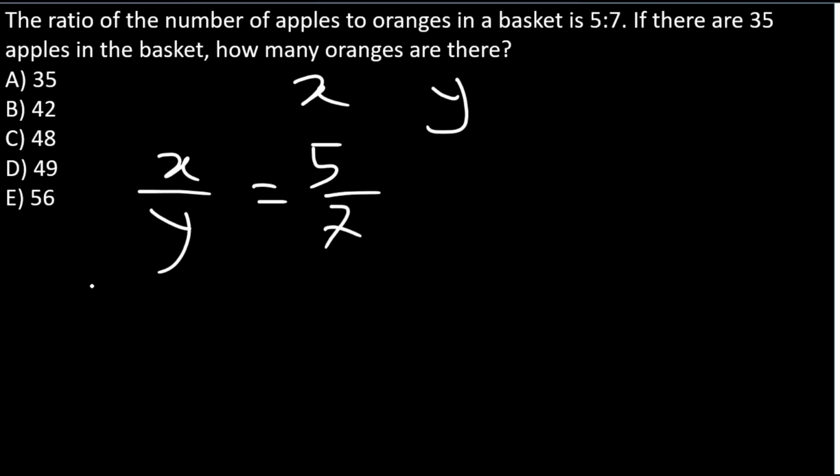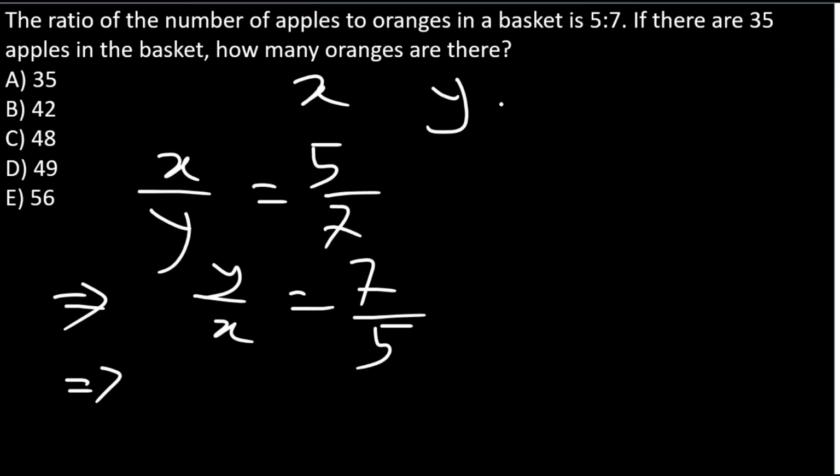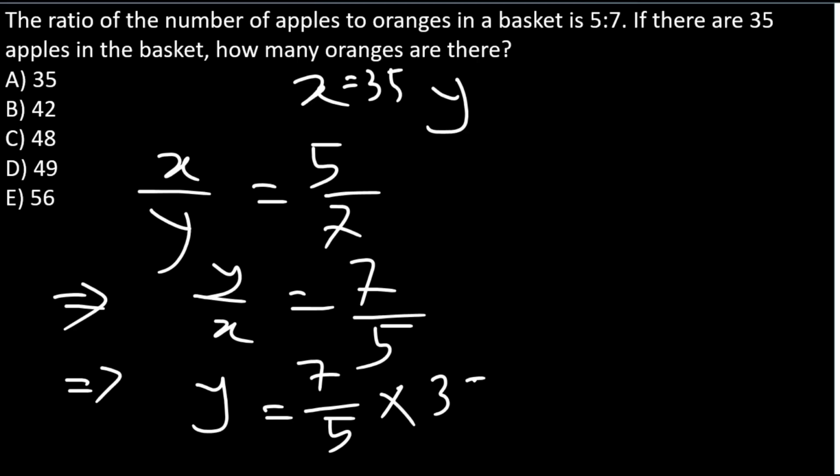So here X over Y equals 5 over 7. Just flip the ratio on both sides, so Y over X equals 7 over 5. Here the apple number is 35. So Y equals 7 over 5 times 35. Here 5 goes into 35 seven times, so 7 times 7 equals 49. So 49 will be the number of oranges. So option D will be the answer.